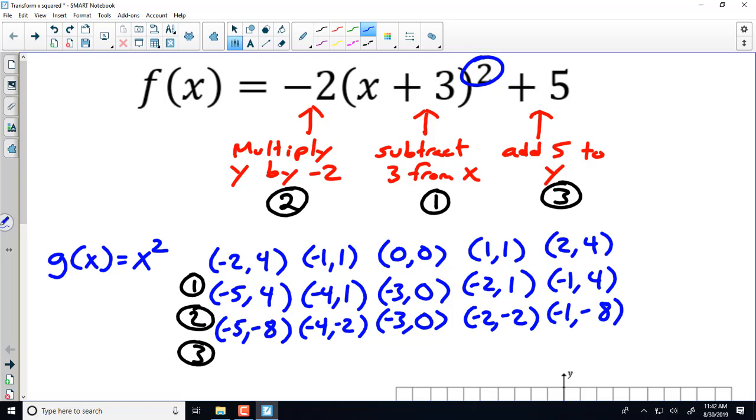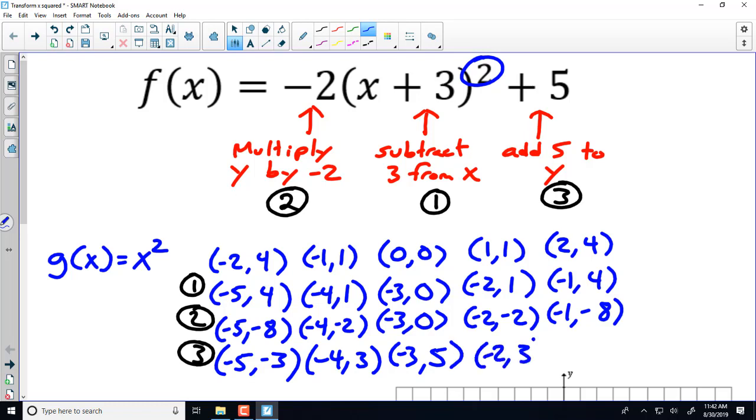All right, one more step to go, and that's we just need to add 5 to all the y values, not changing the x's. So that's going to be (-5, -3), (-4, 3), (-3, 5), (-2, 3), and (-1, -3).